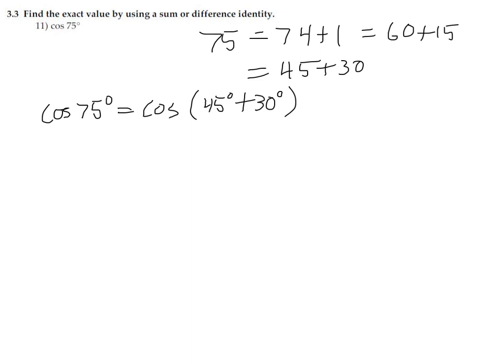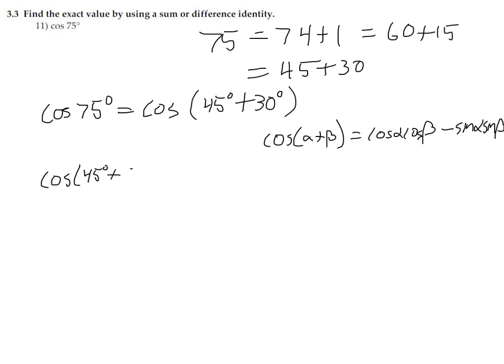All right, now we use our identity. The identity we're going to work with is cosine of alpha plus beta equals cosine alpha, cosine beta, opposite symbol, minus sine alpha, sine beta. So in our case, cosine 45 degrees plus 30 degrees is going to be cosine of the first, cosine of the second, minus sine of the first, sine of the second.